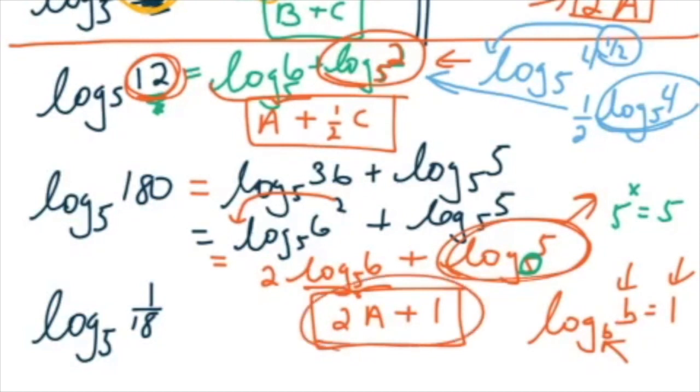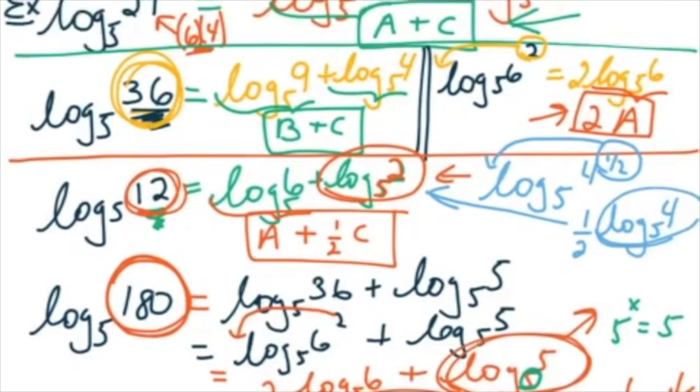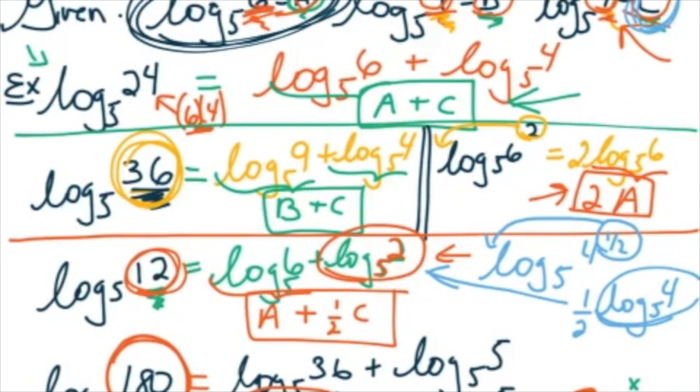So I could actually write log of 180 base 5 is 2a plus 1. So hopefully this is starting to make a little bit more sense. And again, got to break these things down thinking about the number in terms of other factors. And I really think that's what's going to get you through all this stuff.